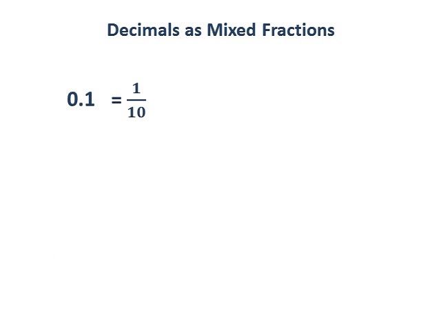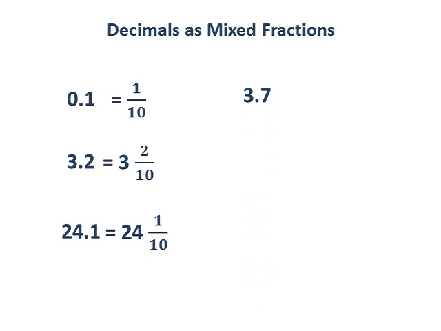So we have this example, 0.1. As a review, this is 1/10 as a fraction. If we have a decimal as 3.2, then that would be 3 as a whole and 2/10, or 3 and 2/10 as your mixed fraction. How about this one, 24.1? 24 is your whole number and 0.1 is your decimal, so that will be 24 and 1/10. How about 3.7? Whole number is 3 and fraction is 7/10.